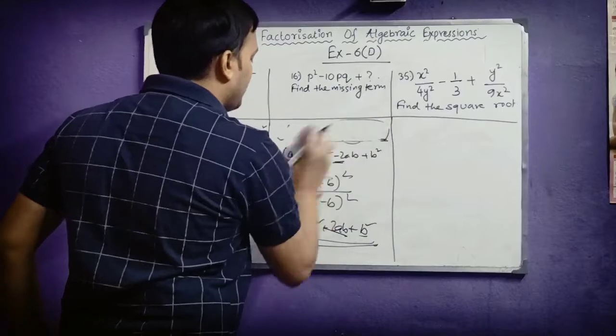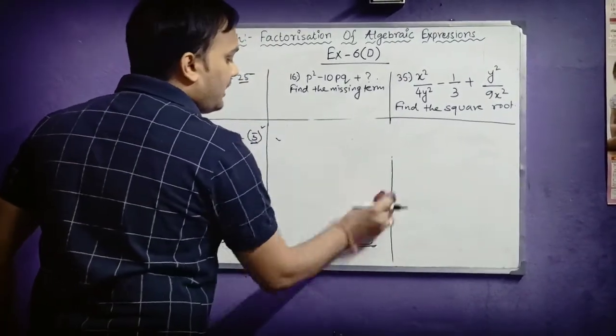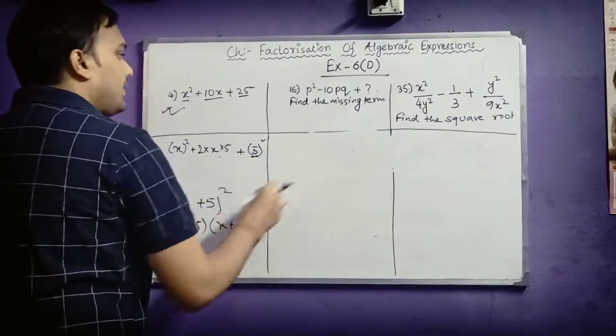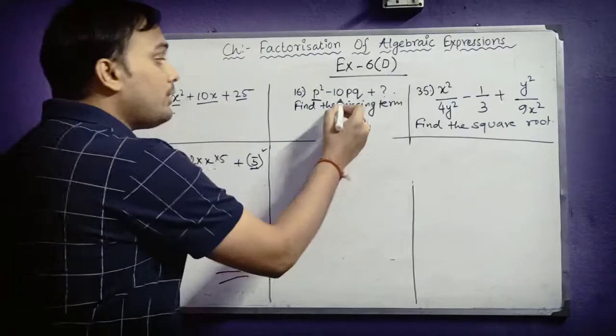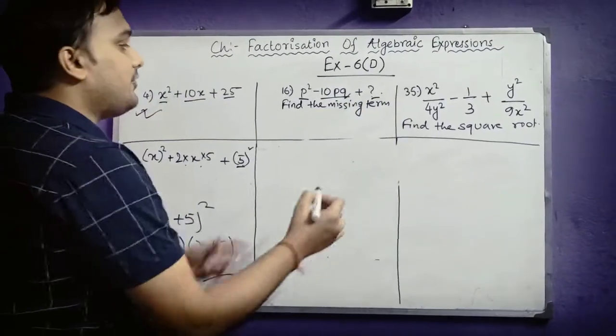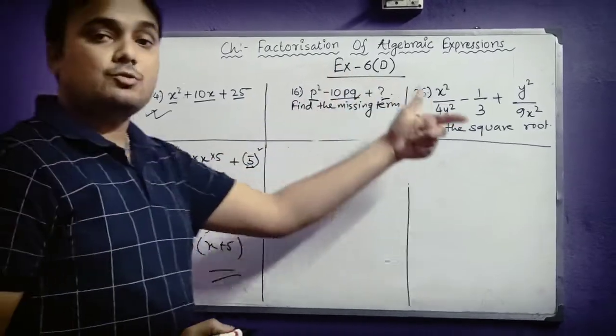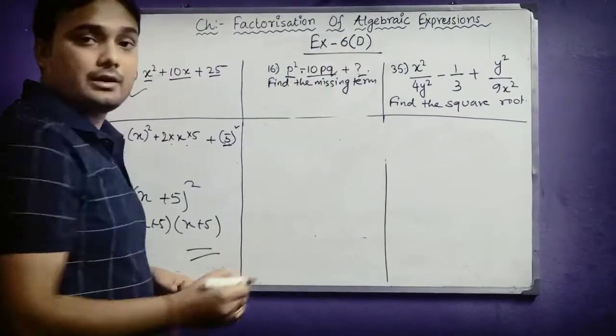Now let us solve the second question here. The second question, you can see it's also a similar type of question, but here one term is missing. You can see the first square term I know, the 2ab term I know, but the b square term I don't know. As I have already said, the first is a square, then in between 2ab, and the last one is b square. And here you can see there is a minus sign.